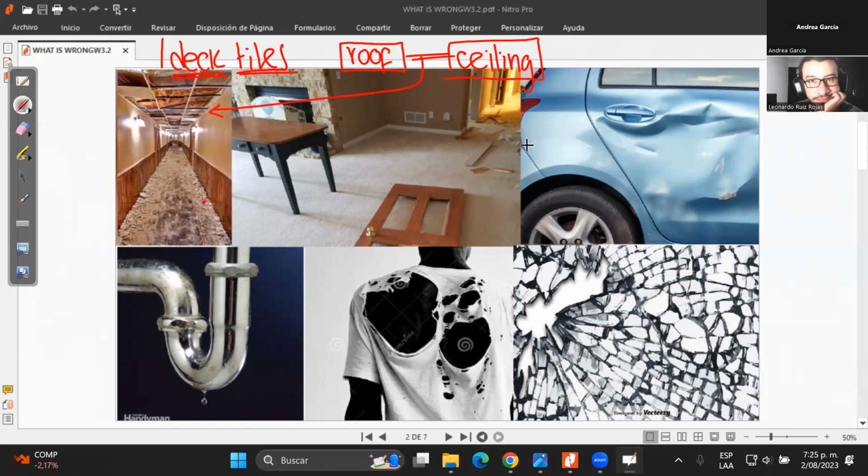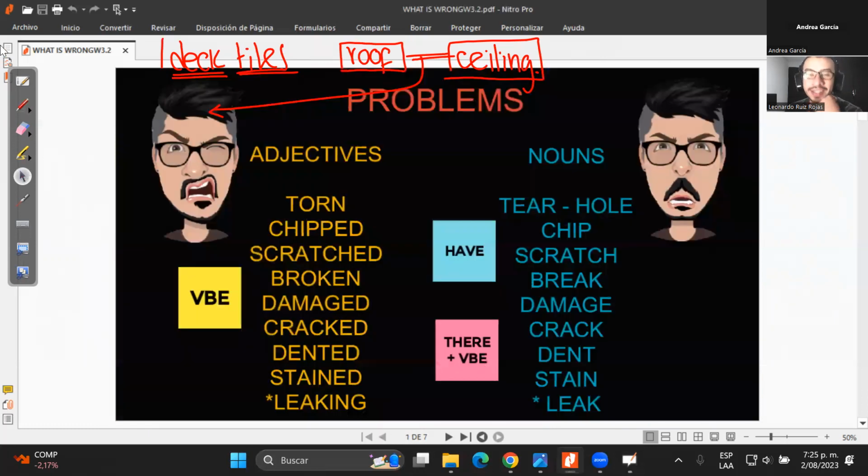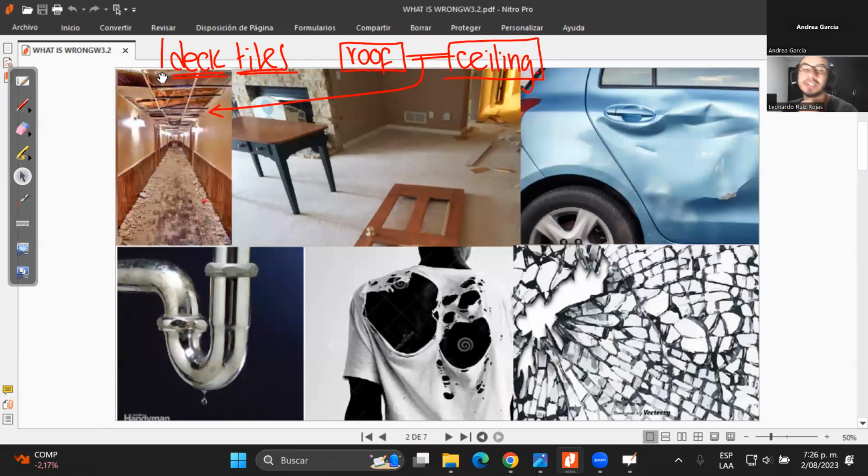Okay, in the first image, the roof is broken. Yeah, the roof is broken, destroyed, completely. Profe, ¿se puede volver por favor a la anterior? No le tomé pantallazo. Of course. Ready, honey? Yes, teacher, thank you. Perfect. So yeah, it's broken.